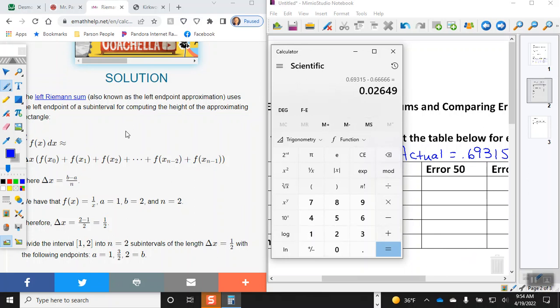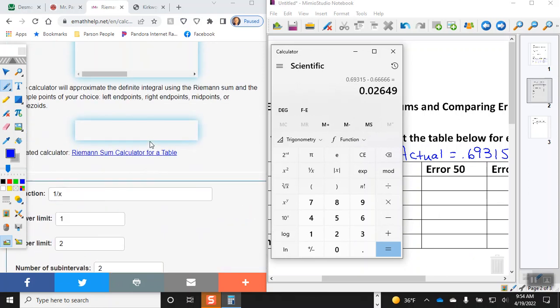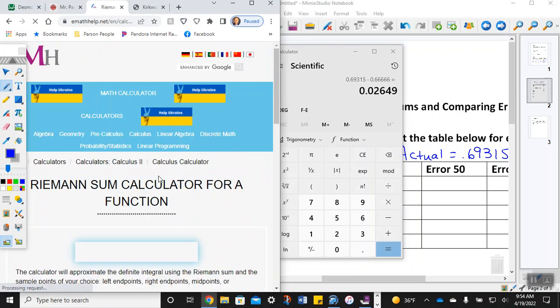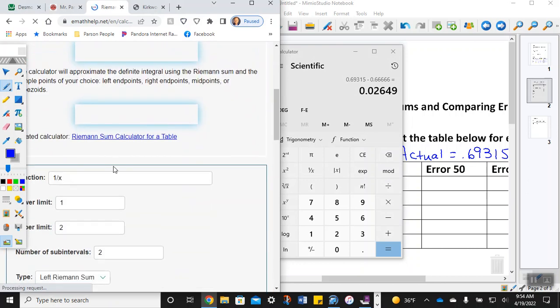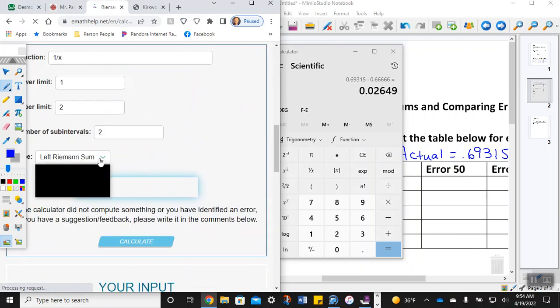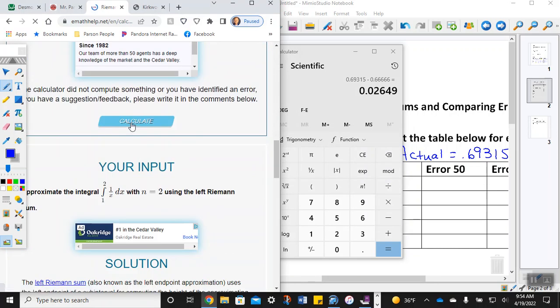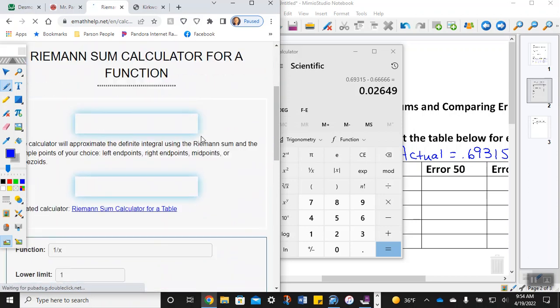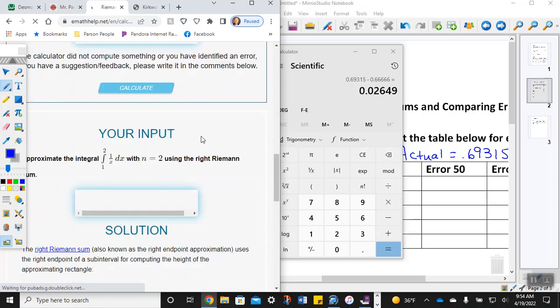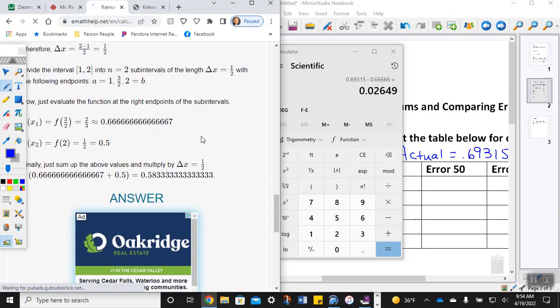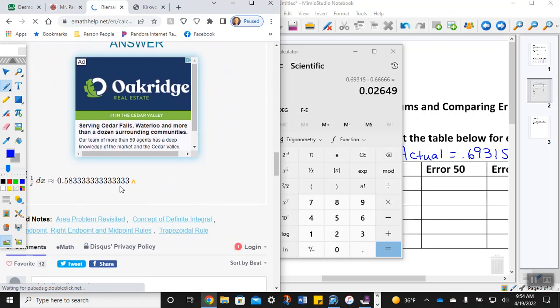Okay, I'm going to go to right-hand sum. Okay. Whoops. Good, 0.583 repeating, is that right? Okay, something doesn't seem right here.